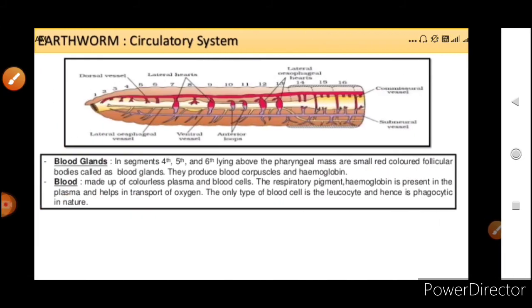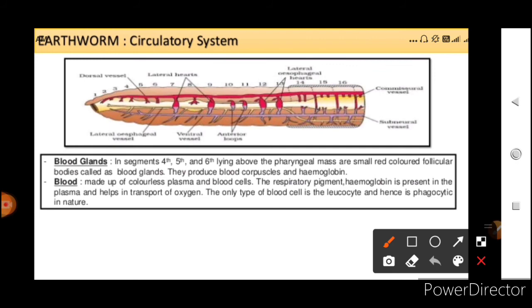Now, blood glands. What are blood glands? Blood glands are nothing but glands which secrete something. Glands always secrete something. In segments 4, 5, and 6, lying above the pharyngeal mass, small round red colored follicular bodies called blood glands are present, and they produce blood corpuscles and hemoglobin.